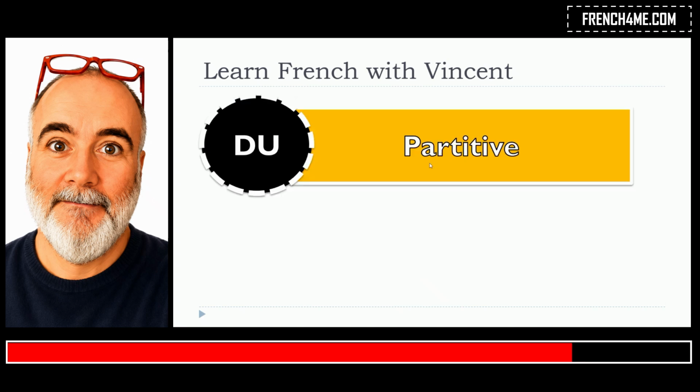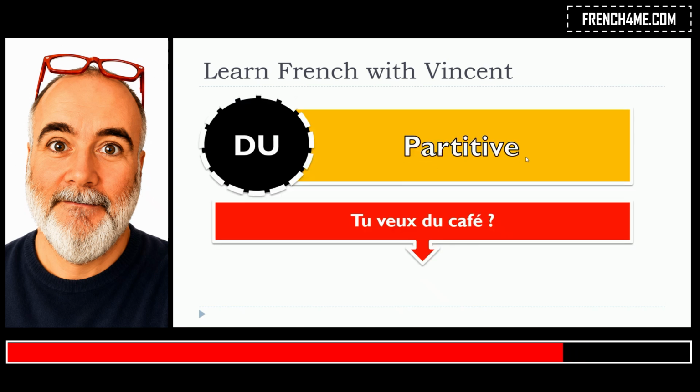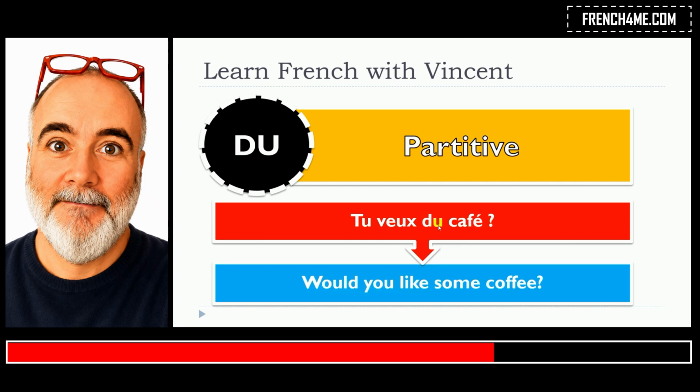And the first one will be the partitive. Remember the partitive, I've been making a lesson on that, so if you're not sure about it, have a look at it. But the partitive, the concept is, like in this example, tu veux du café. So du is the partitive. It indicates this some concept in English. You don't specify the quantity, but it's some.